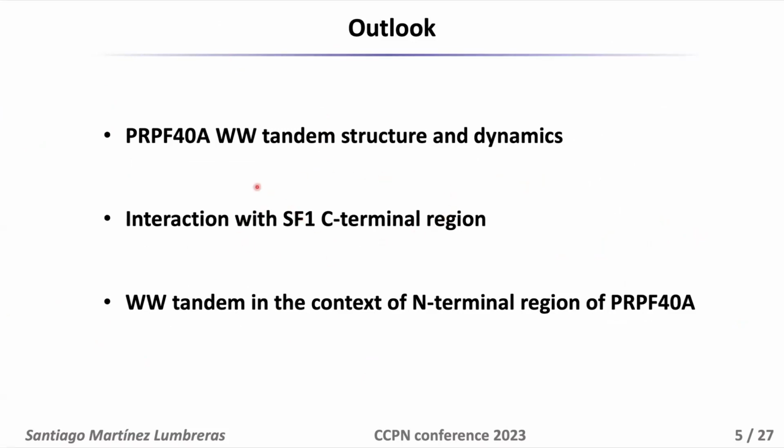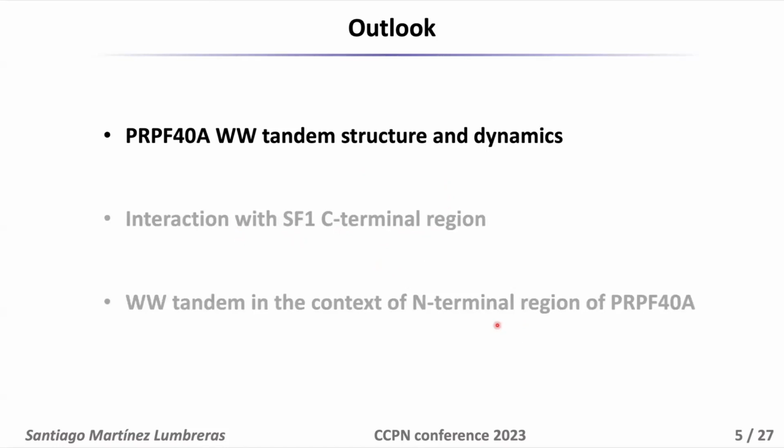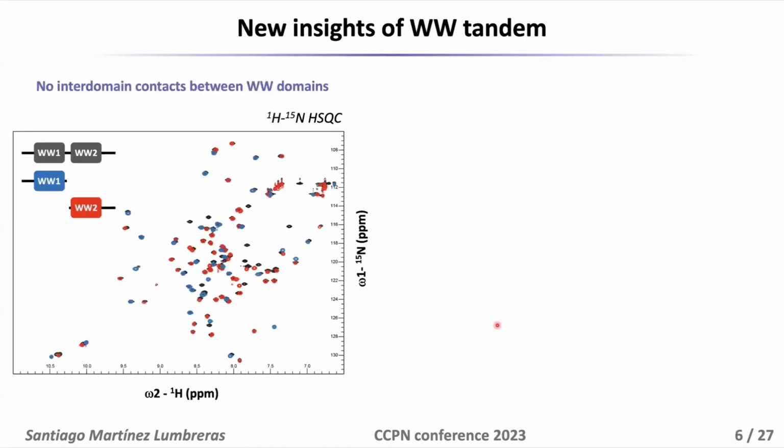And moreover, we went beyond that and started to analyze the function of the whole N-terminal region, because we discovered some regulatory regions there. Okay, let's start from the beginning. We did the canonical approach to the study of the tandem, with different constructs we analyzed by NMR. And we can see from the relaxation of these different constructs that the two WW domains are folded independently and they don't have interdomain contacts between them.